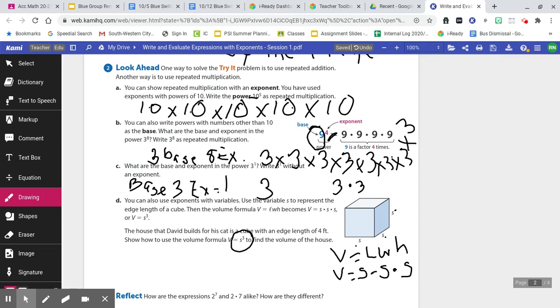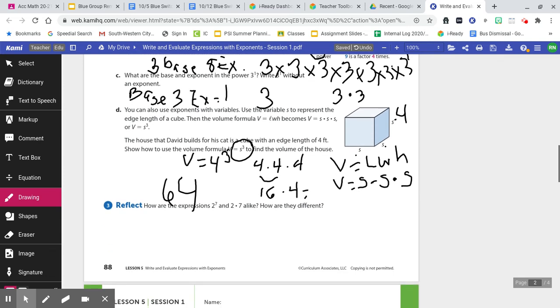So if I knew the length was 4, so they gave us the length, I'm going to substitute. Volume is equal to 4 cubed. Now I want to think about that 4 cubed. Is that 4 times 3? That's going to be the biggest mistake people make. That is not 4 times 3. That is 4 times 4 times 4. I can do 4 times 4 is 16, times 4 is going to equal 64. So let's look at the next one.